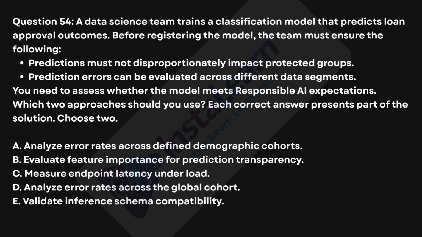Which two approaches should you use? Each correct answer presents part of the solution. Choose two. A. Analyze error rates across defined demographic cohorts. B. Evaluate feature importance for prediction transparency. C. Measure endpoint latency under load. D. Analyze error rates across the global cohort. E. Validate inference schema compatibility.